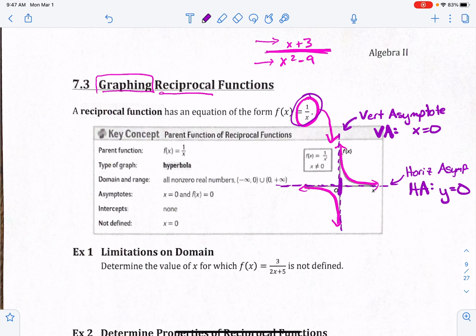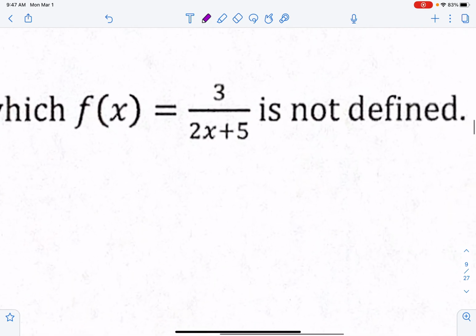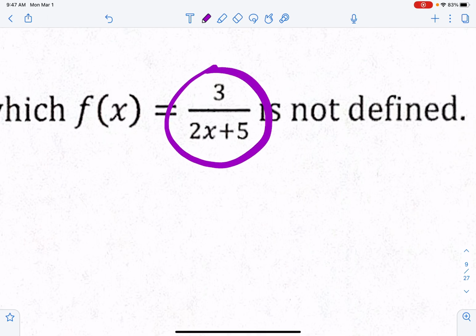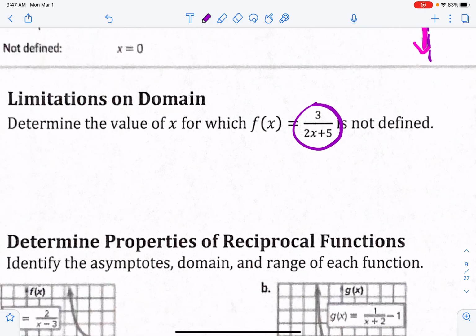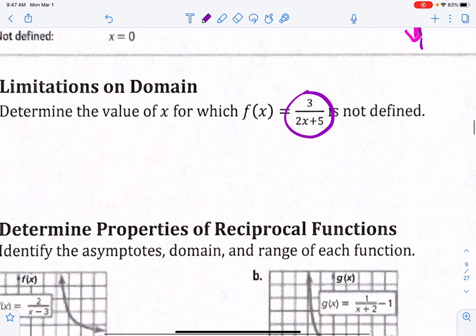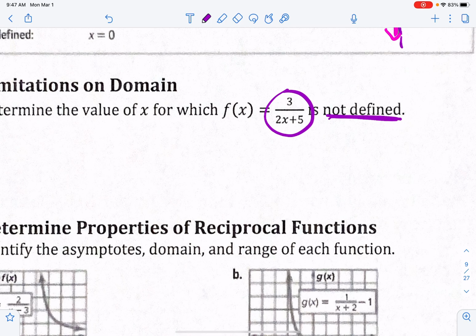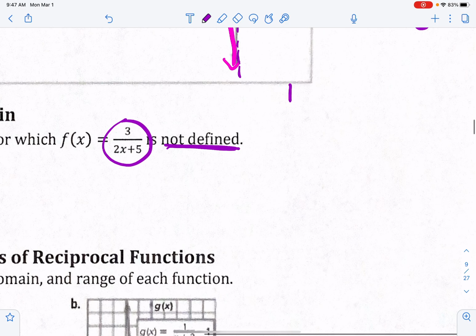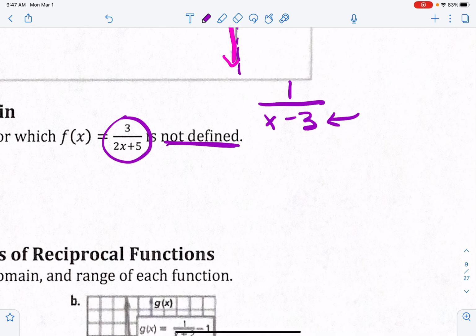Now, they're going to start to add different numbers into here. So like this one, they want us to look at it and determine where the VA is. It says specifically that what we're looking for is to determine the value of x for which it is not defined. We've had problems like this before where it says 1 over x minus 3, where is x undefined? And we basically say, what can x not be in order for the bottom not to be 0. I don't want 0 to be what the bottom is.